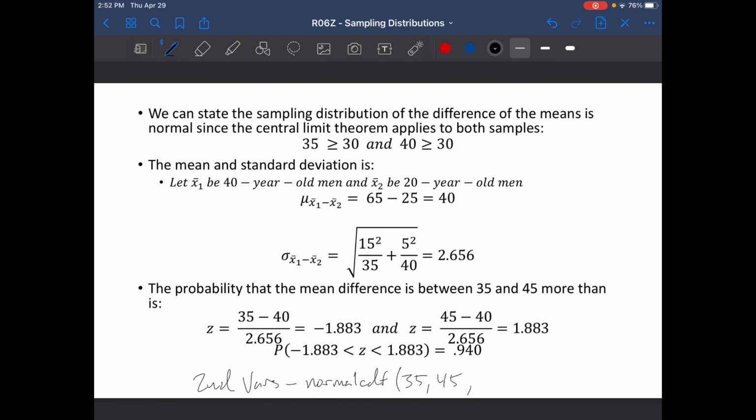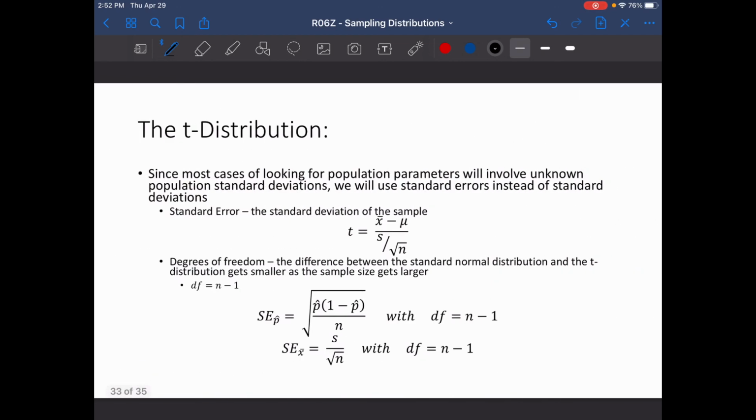Our mean difference is going to be 40, which is what we found above, with our standard deviation of 2.656. And then we can enter that, and we should get a probability of 0.94. So there's a 94% chance that the mean difference is between 35 and 45 more. So again, using normal CDF is going to be a huge help.